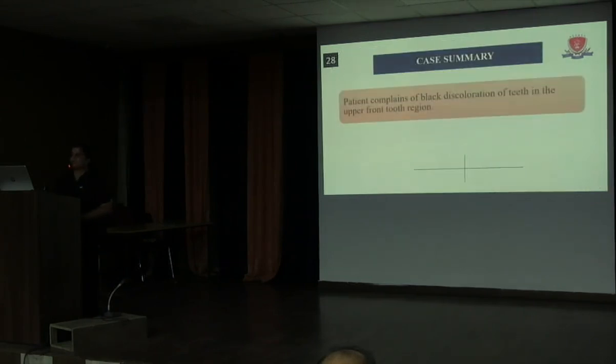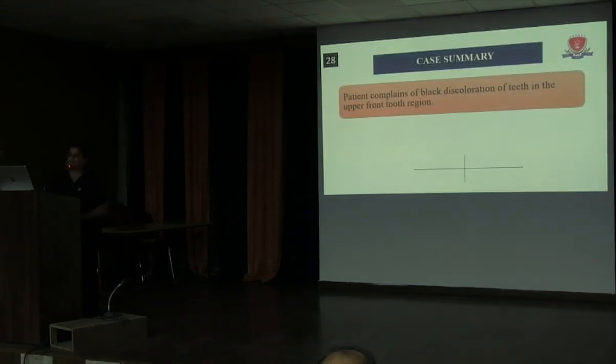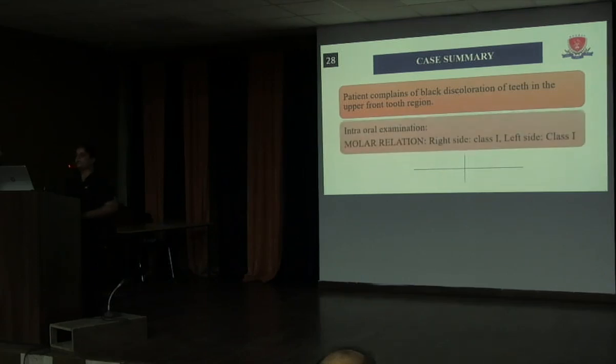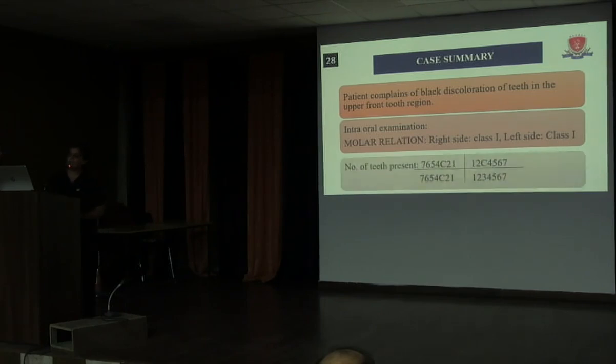Case summary: the patient complains of black discoloration of teeth in the upper front tooth region. The intraoral examination shows class 1 molar relation on both sides and retained deciduous teeth in the first, second, and fourth quadrant.